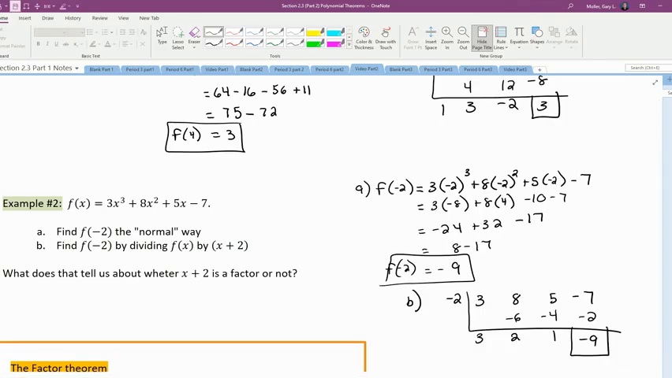What does this tell us about whether x plus 2 is a factor or not? So if x plus 2 was a factor, then I would do division by x plus 2, which would mean I would take the opposite of plus 2, which is the minus 2, and I would get a negative 9 as a remainder. It tells us x plus 2 is not a factor.